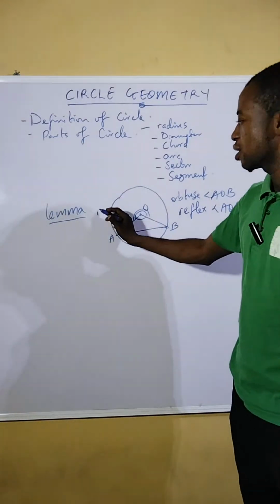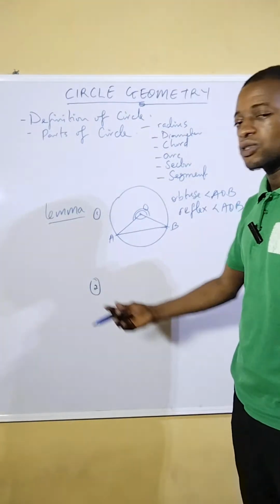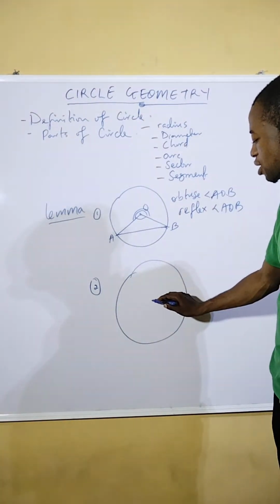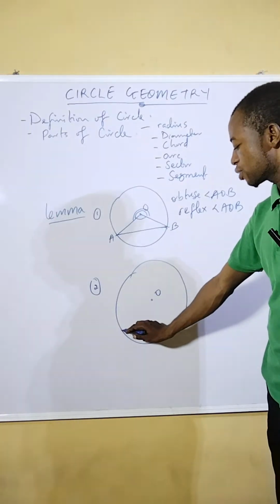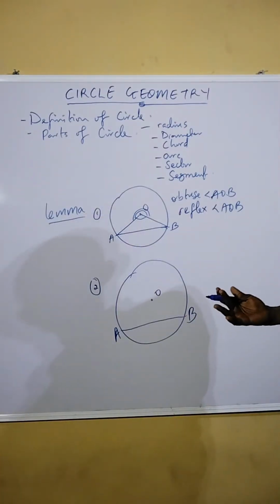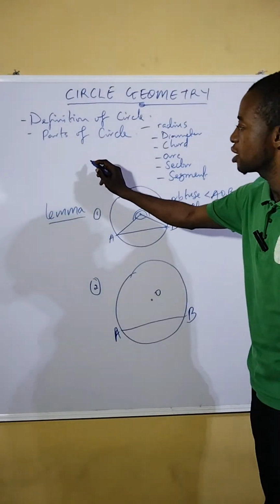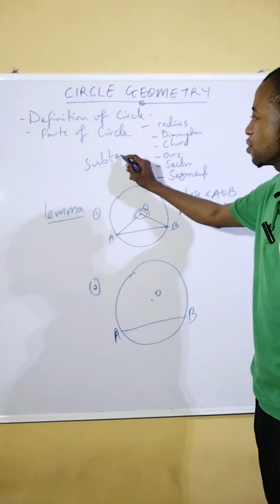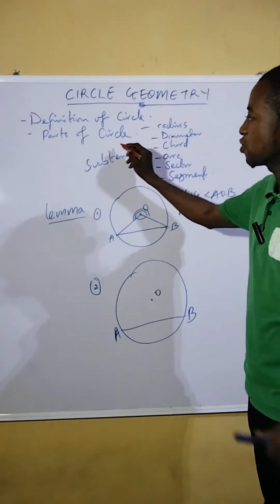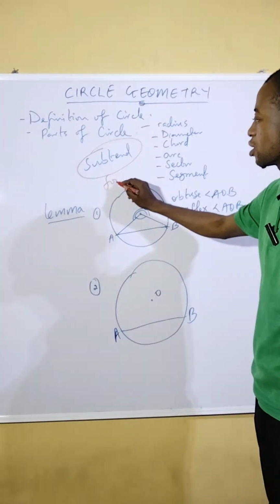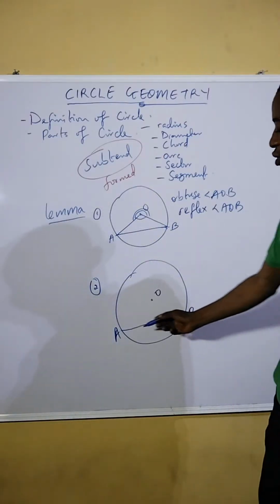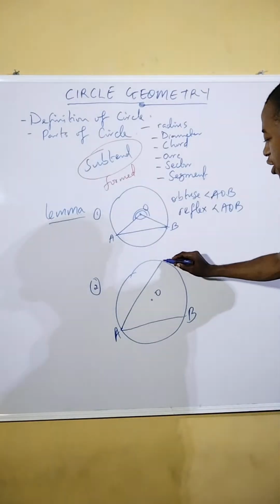And in the same way, we discover as well that a chord can also subtend two angles at the circumference of a circle. We have a circle with center O, and we are given a chord, let's call it AB as well. The word subtend in mathematics is synonymous with the word formed. So when an angle is subtended by something, it means it's formed by that chord. So we can form the angle at the circumference here.